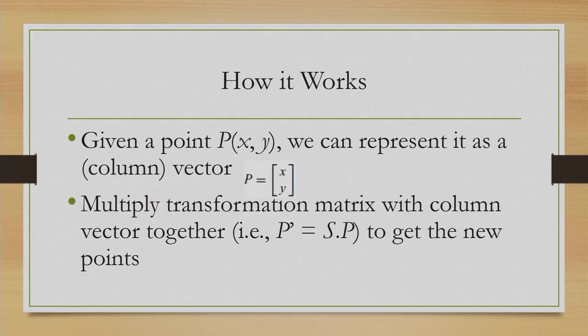Now, how to apply this transformation then? Suppose we are given a point p (x, y) and we want to transform it by scaling. So, what will we do? We can represent this point as a column vector, shown here, and then multiply the transformation matrix with the column vector. This is a dot product of the matrices to get the new points.